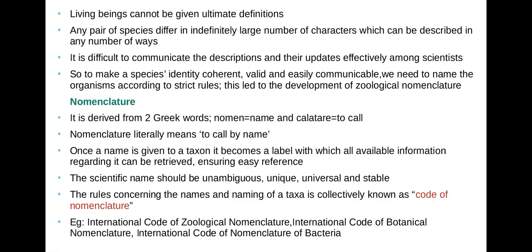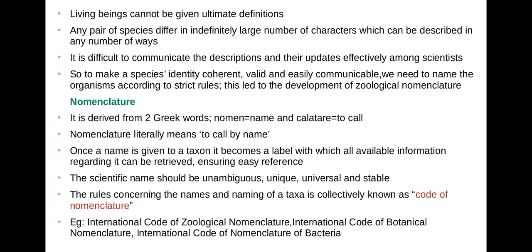Zoological nomenclature. Living beings cannot be given ultimate definitions. Any pair of species differ in an indefinitely large number of characters which can be described in any number of ways. It is difficult to communicate the descriptions and their updates efficiently among scientists. So, to make a species identity coherent, valid, and easily communicable, we need to name the organisms according to strict rules. This leads to the development of zoological nomenclature.